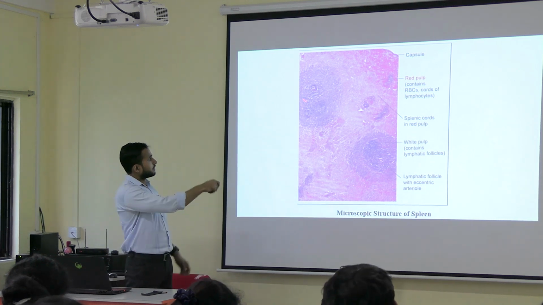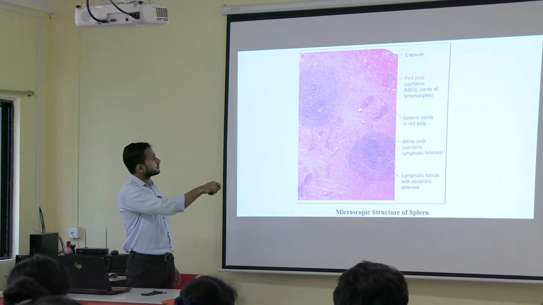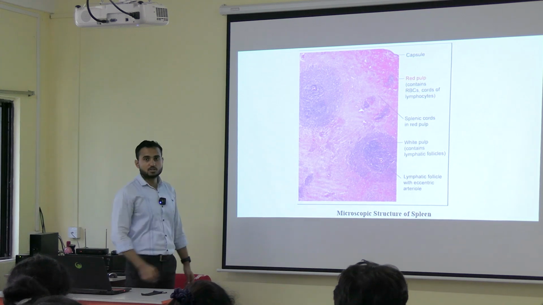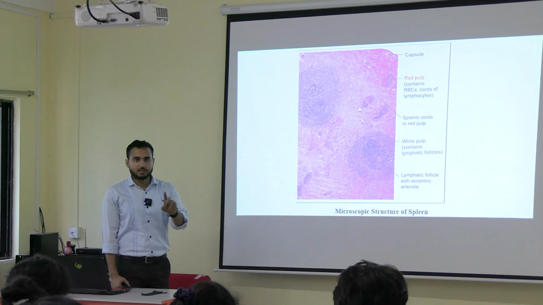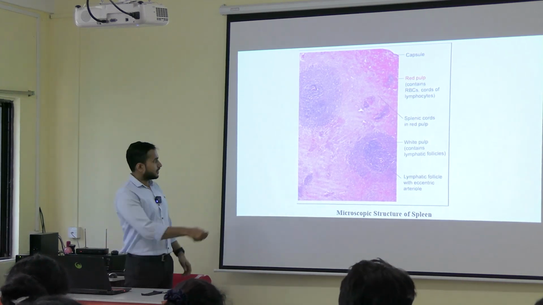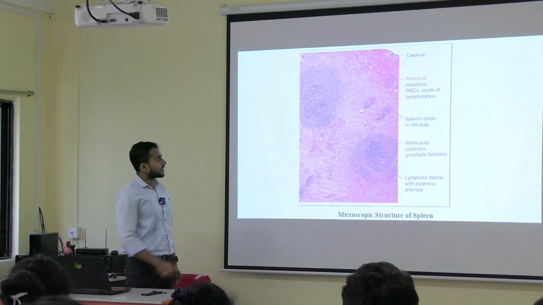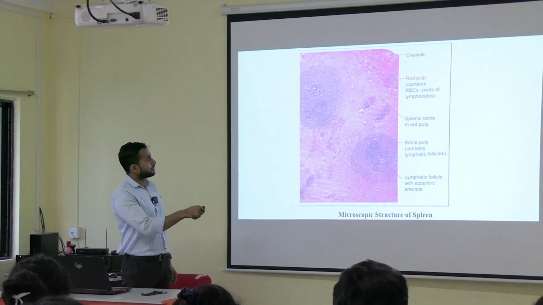Okay. So now what is this? Anyone? ये क्या है? This is also white pulp. ऐसा नहीं है कि only one white pulp will be there. Multiple white pulps are there. ठीक है? So if this is one white pulp, this is also a white pulp. After that, I hope you can see the red pulp.